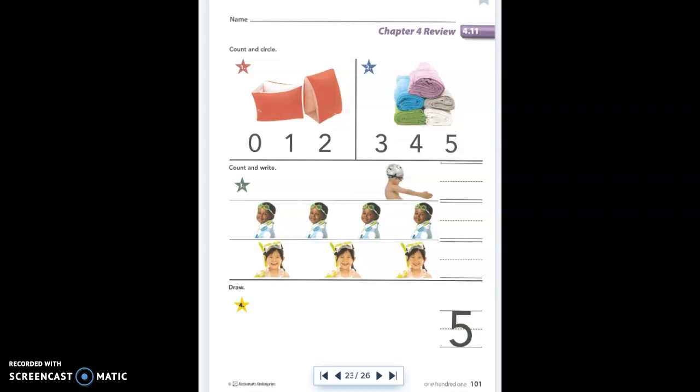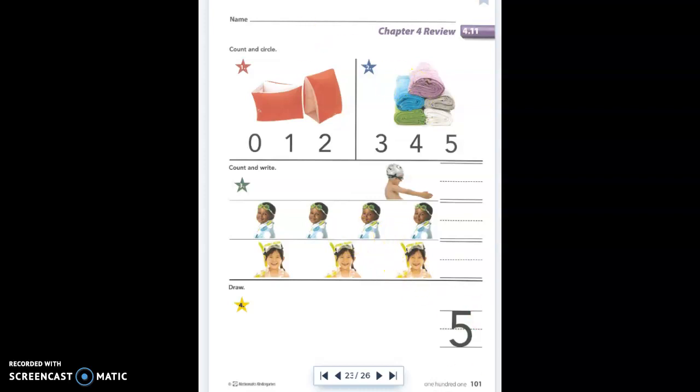Hello, today we are going to review for our Chapter 4 test that we'll be doing tomorrow. So please take out Chapter 4 Review, Lesson 4.11, pages 101 and 102.